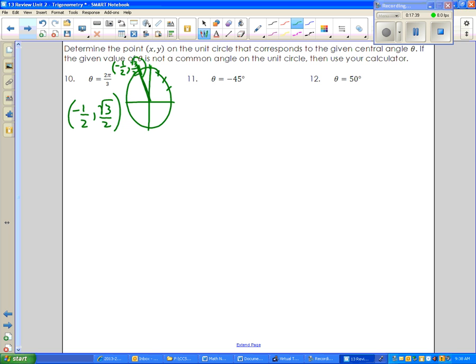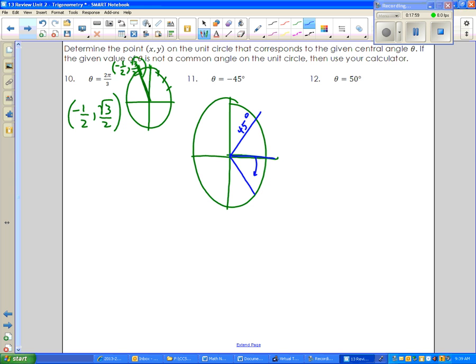In number 11, this time we're dealing with an angle of negative 45 degrees. So you do need to remember that when an angle is negative, if the x-axis is our standard position and I'm going to go in a negative direction, that means I'm going backwards. I'm going clockwise. And a 45-degree angle, this would be a positive 45-degree angle.